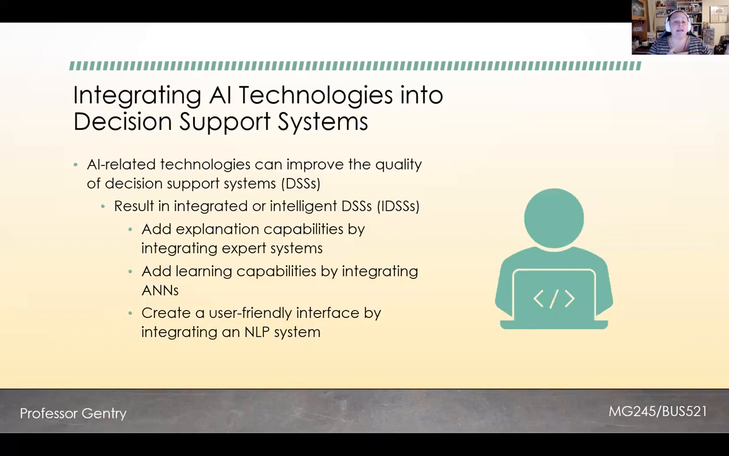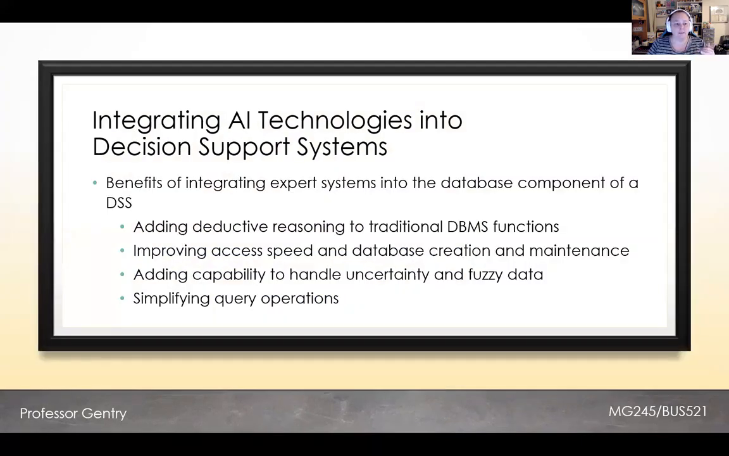In order to integrate AI technologies into decision support systems, it can actually greatly improve the quality of your decision support systems. It can add explanation capabilities by using those expert systems. It could add learning capabilities by using those ANNs, and you can create a user-friendly interface by integrating your NLP system. So into your decision support system, you can actually use several of these different AI technologies in order to fully encompass the whole decision-making system.